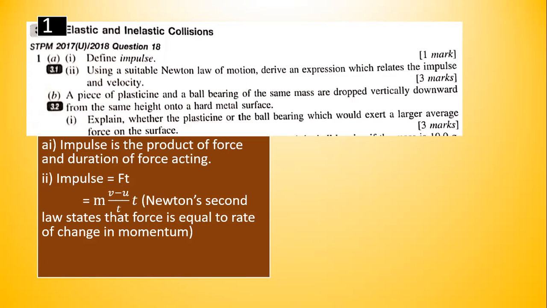So your force is your mass times acceleration. Acceleration is (v minus u) over t. That's your Newton's second law. And then you cancel the t. You get mv minus mu.